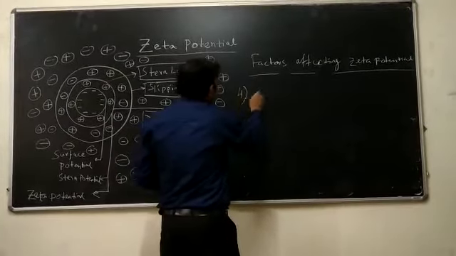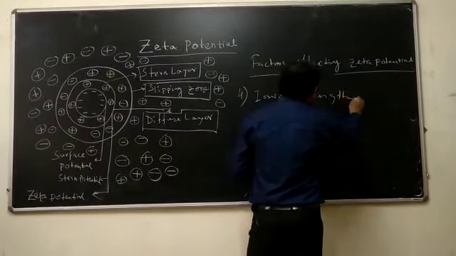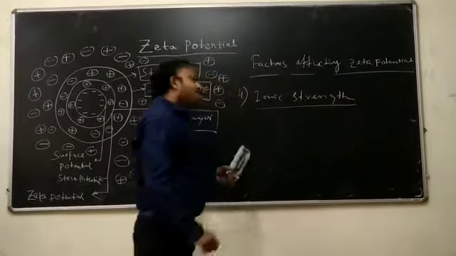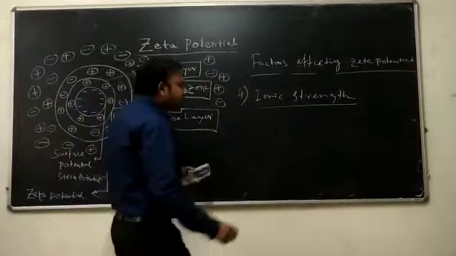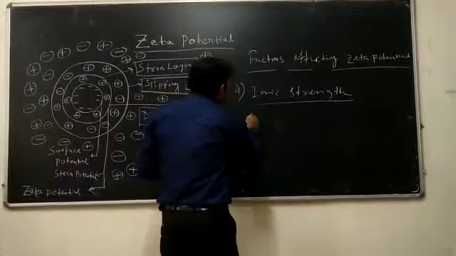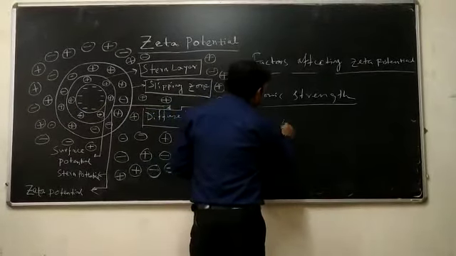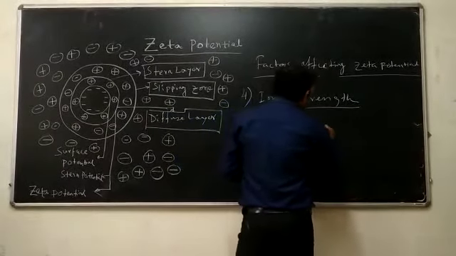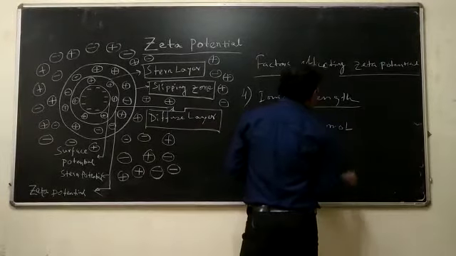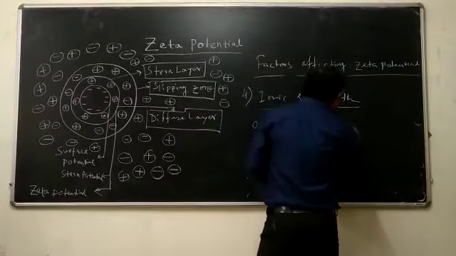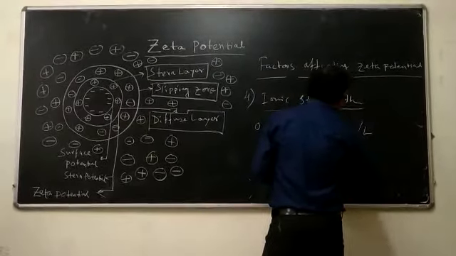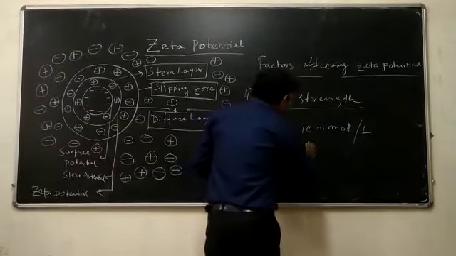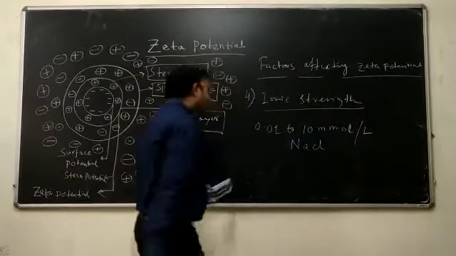Number 4, ionic strength. Here, in the case of a low concentration of sodium chloride, 0.01 to 10 millimole per liter of sodium chloride concentration.